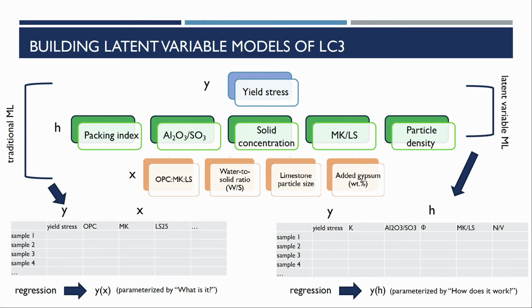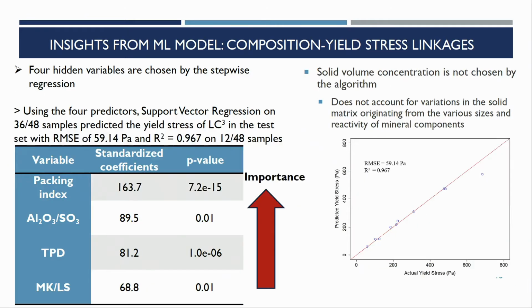And so we're still going to do a regression, but in this case, sample 1 is not labeled by how much cement is there, but what was its packing index? What is the value of that? And then we'll do the regression. And then there was the machine learning step, and I'm basically skipping that.